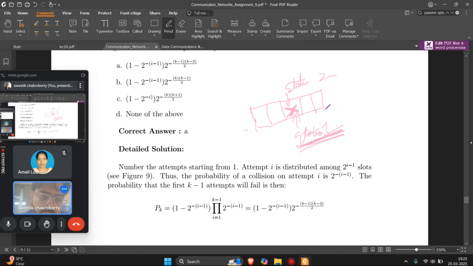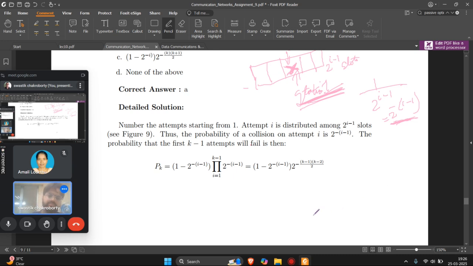So this particular one, if there are 2 to the power i minus 1 slots, the probability of choosing it is 1 by 2 to the power i minus 1, so 2 to the power minus (i minus 1). Now this will lead to a failure. Starting from 1, what is the probability that the first attempt will fail? It is simply 2 to the power minus (i minus 1).